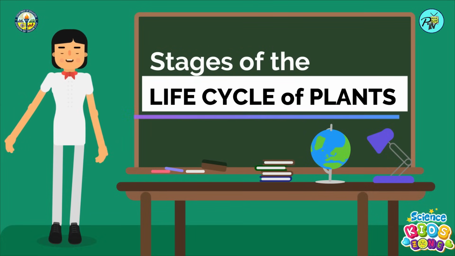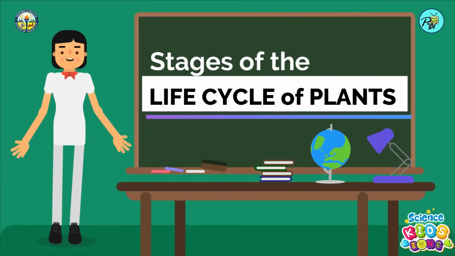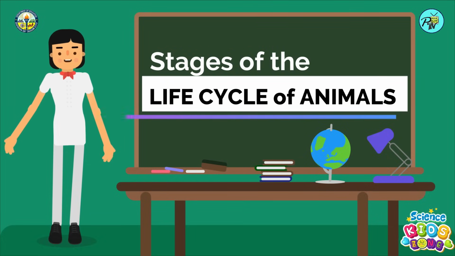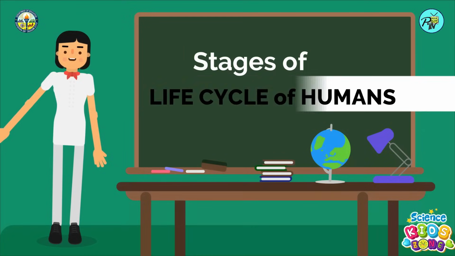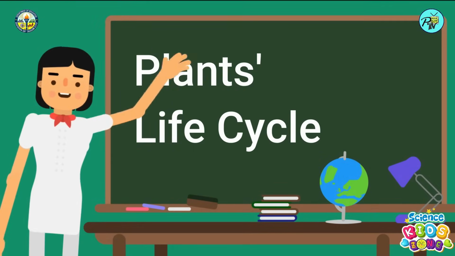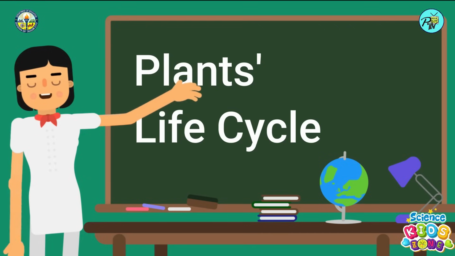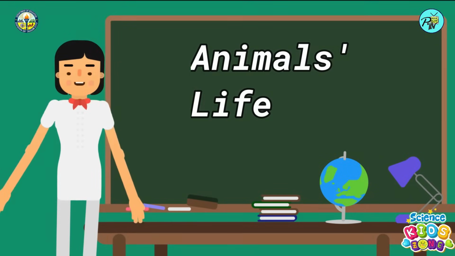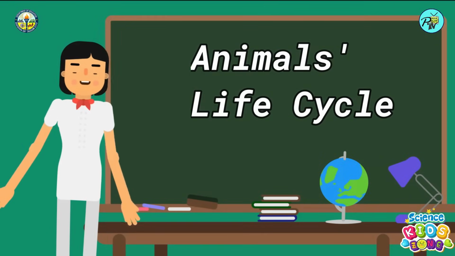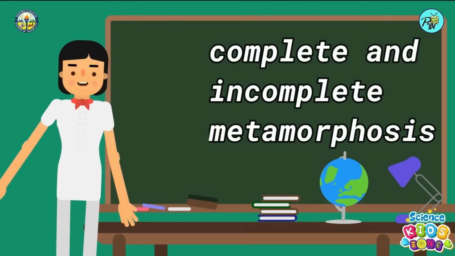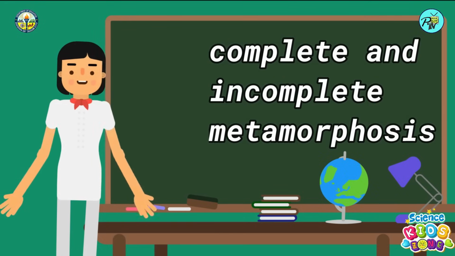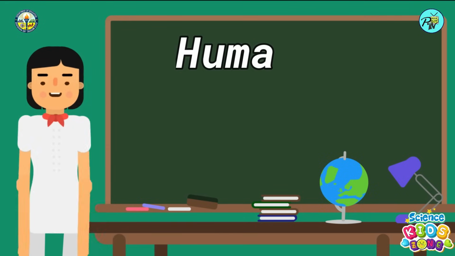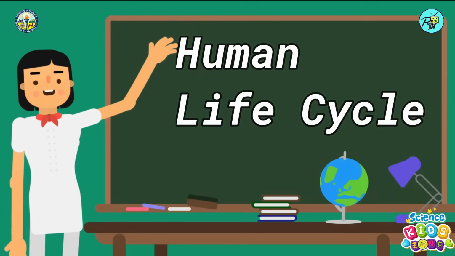We discussed about the different stages of the life cycle of plants, animals, and humans. We started with the plant's life cycle. We learned about the dicot and the monocot seeds. We also learned about the animal's life cycle, complete metamorphosis and incomplete metamorphosis. And lastly, we learned about the human life cycle.